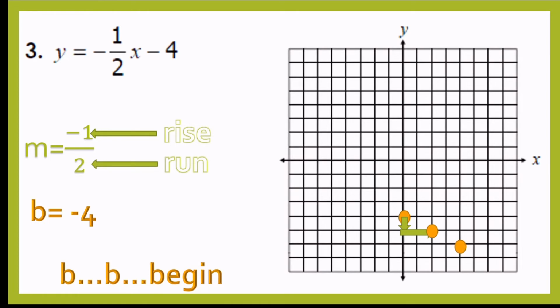I can do that again, and I can keep going and keep going. 3 is a good point for you. 3 or 4 points helps you draw a straight line. Okay?